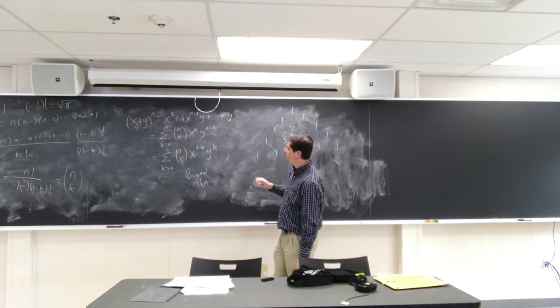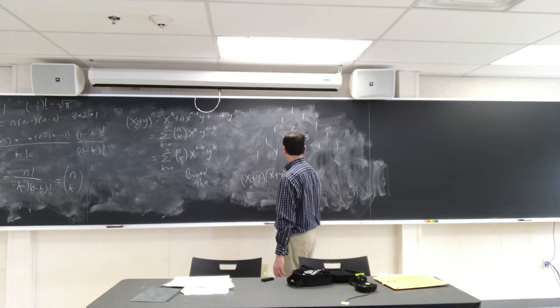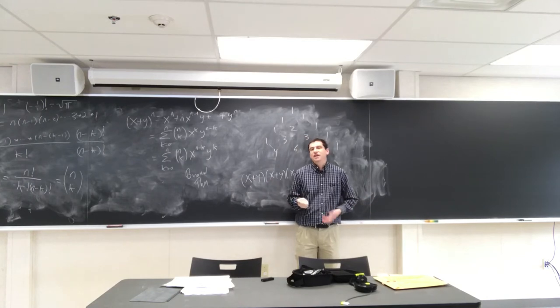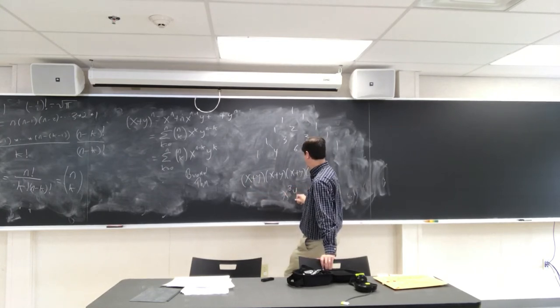One way you can think about this is if I have (x plus y) to the fourth, I have four factors. When I multiply this out, each term is going to have some number of x's and some number of y's. And the number of x's plus the number of y's, the sum of their powers, has to be 4. Let's say I want a term x cubed y.